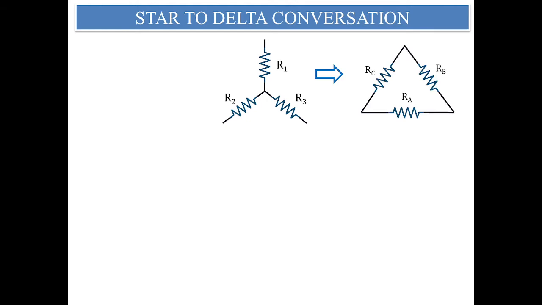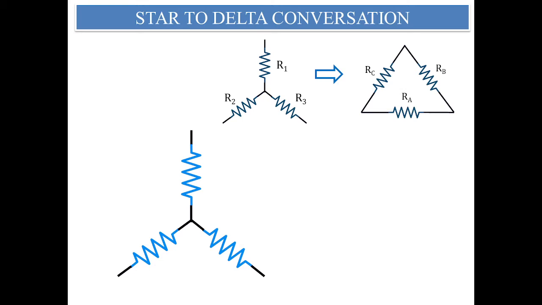Now let us see the conversion from star to delta. Here you have a star network, and the values are again given as R1, R2, R3. We need to convert these into RA, RB and RC. So what are we supposed to do? First, select the network which is given to us. The star network is given to us. Take the values and identify the nodes. Here you have 3 nodes. I need to connect node 1 to node 2, node 2 to node 3, and node 3 to node 1. Then it completes my delta network.